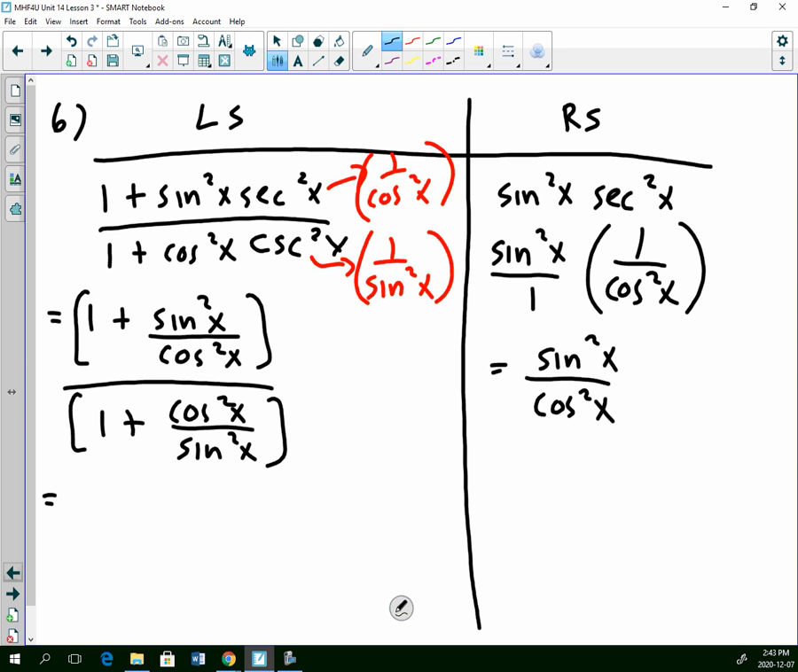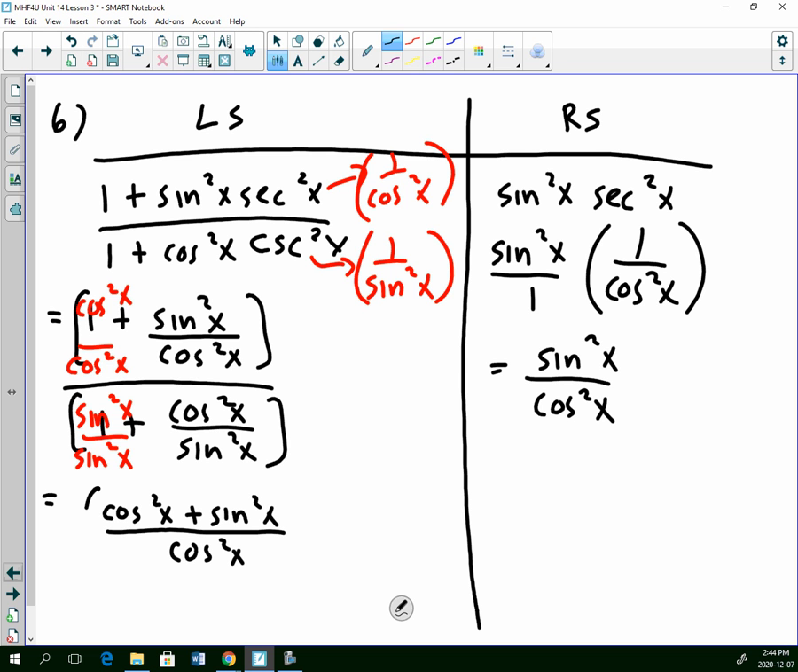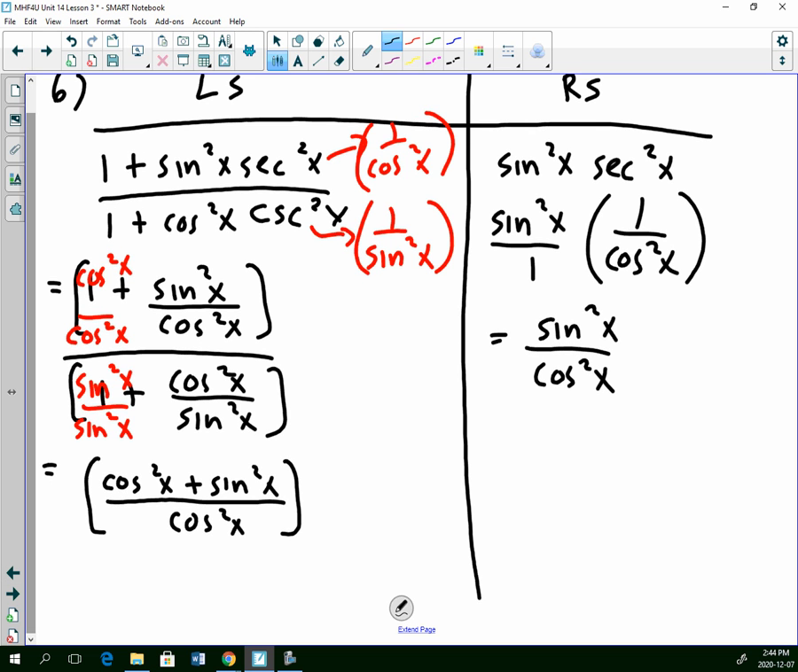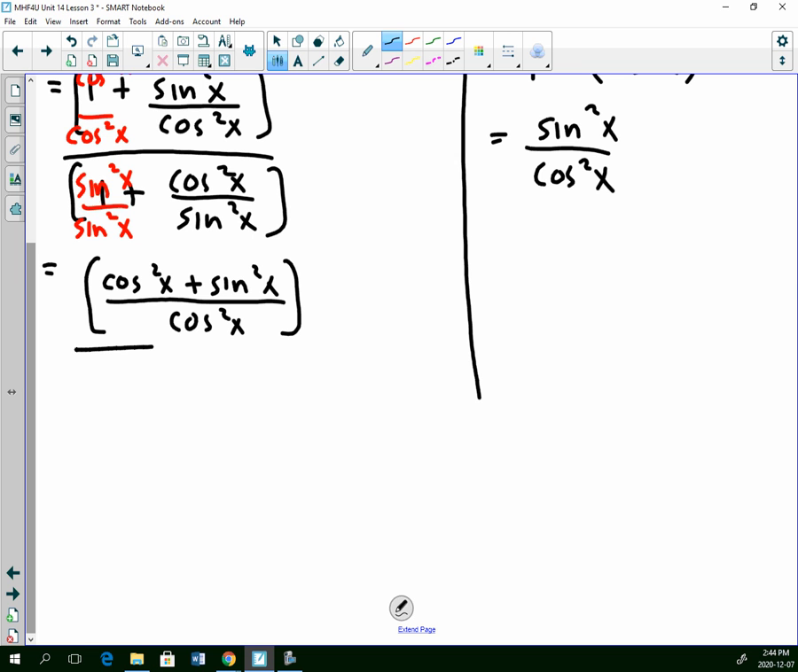So then I have to find a common denominator in the numerator and a common denominator in the denominator. So in the numerator, my common denominator is cos squared, so we'll do the same top and bottom, and in the denominator it's sine squared, so we'll do the same to the top and bottom. So that leaves me cos squared plus sine squared all over cos squared in the numerator. And then in the denominator, we have sine squared plus cos squared all over sine squared.